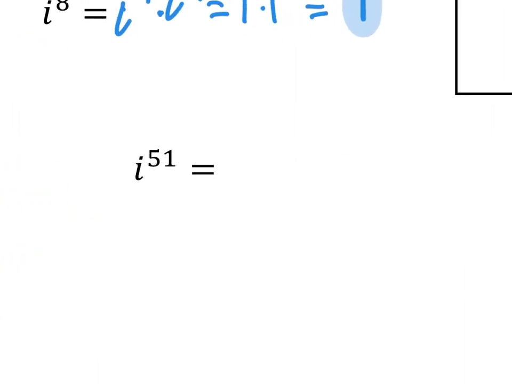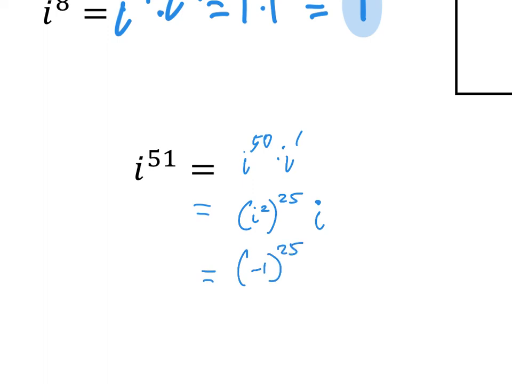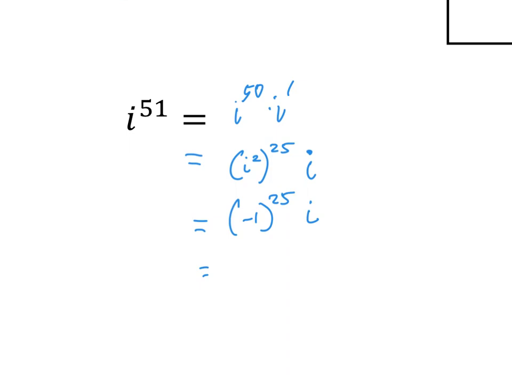So this makes it really nice, because it doesn't matter how big it is. This is like I to the 50th times I to the 1st. I to the 50th is going to be I squared to the 25th, because 2 times 25 is 50. And that's going to be -1 to the 25th. And is that a positive or a negative? Well, that's going to be a -1, because there's an odd number of -1s. So it's going to be -1I, or -I.